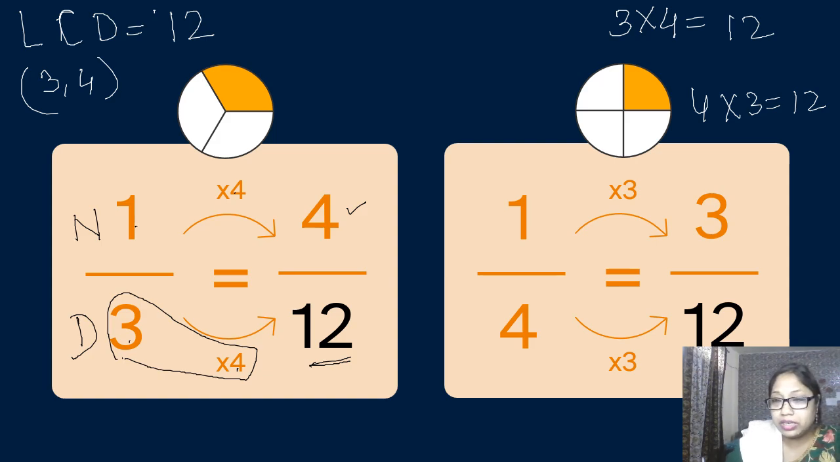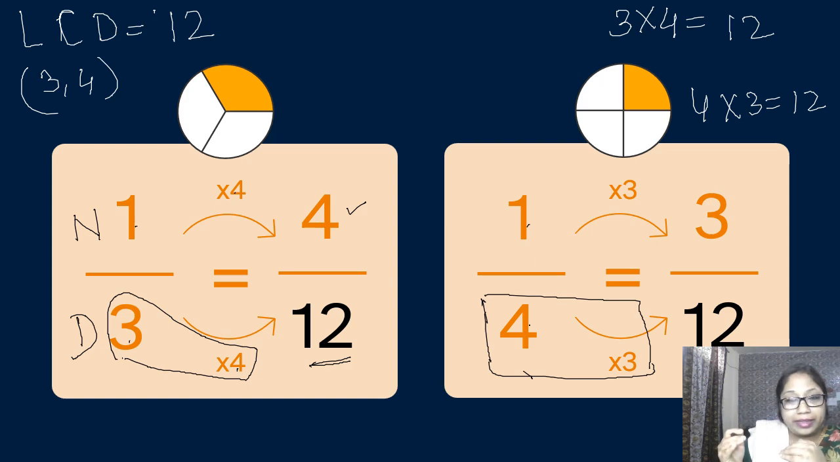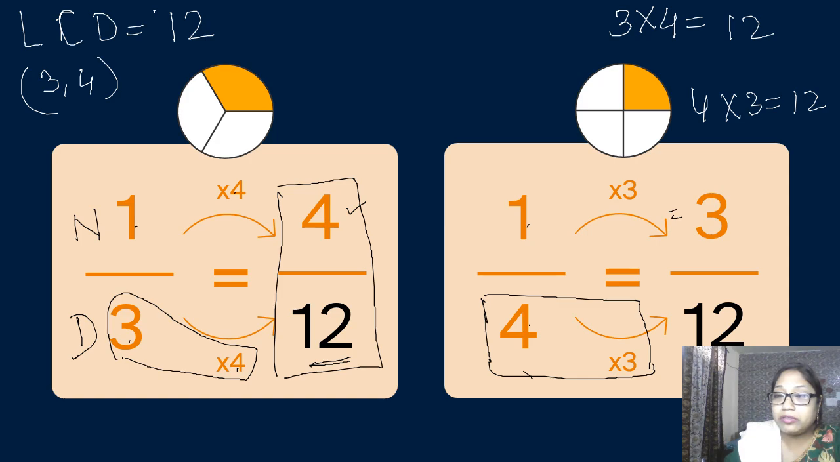Now next fraction 1 upon 4. 1 upon 4 denominator is 4. We have to make it same. Multiplied by 3. 3 से multiply करेंगे. We will get 12. Now same we will do with the numerator. 1 multiplied by 3 is equal to 3. So now new fractions are 4 upon 12 and 3 upon 12. So now they are like fractions because now they have same denominator. Easy to go?